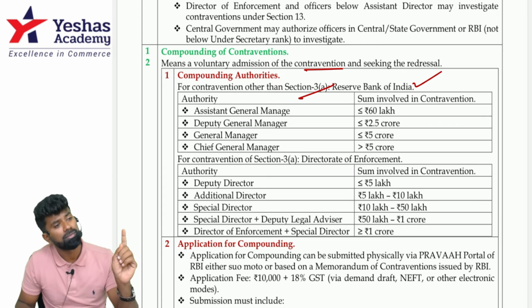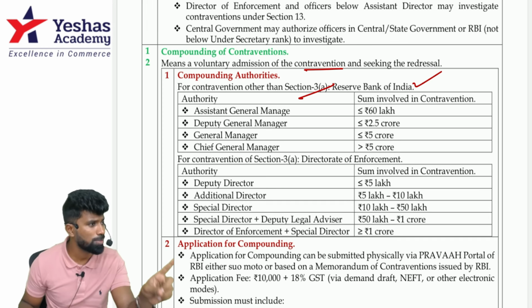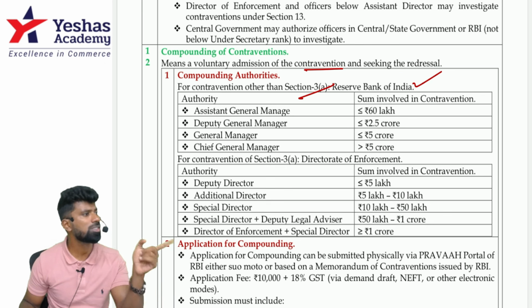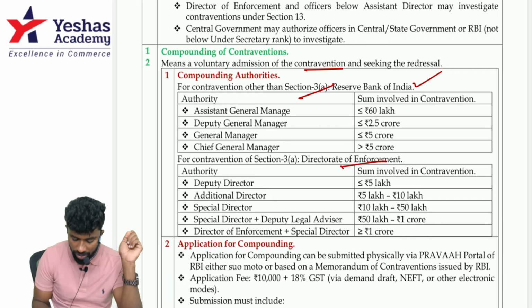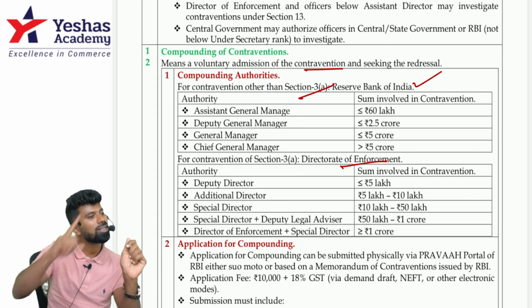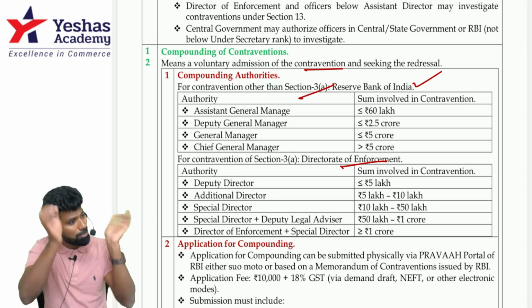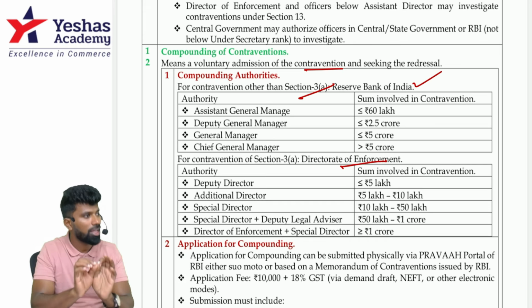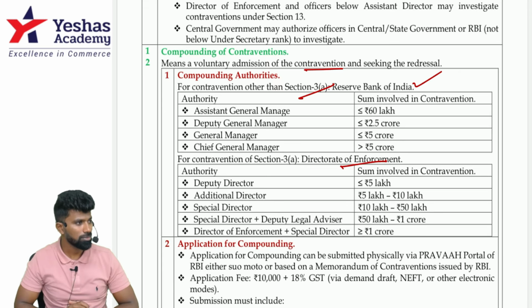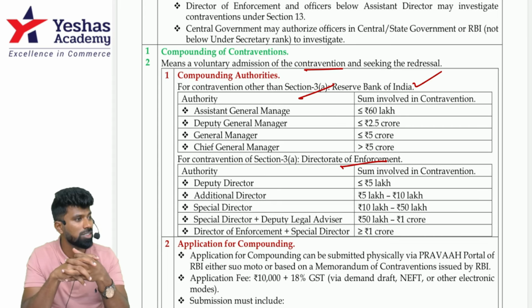For dealing with foreign exchange. And that is violation of section number 3. Who is the compounding authority? Director of Enforcement. Other than section number 3, it is RBI. Section number 3, Director of Enforcement. They are the one who compounds it. For example, if I have done the contravention of section number 3, who will compound the offense?